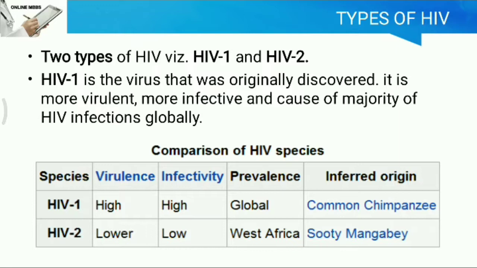Comparison of HIV species. There, HIV-1 has high virulence, high infectivity, and it is present throughout, that is global, and the inferred origin is the common chimpanzee. Whereas HIV-2 virulence is low, infectivity is low, and its prevalence is mainly in Western Africa. Okay, and the inferred origin is the Sooty Mangabey. It is a kind of monkey mainly found in the Ghana region.